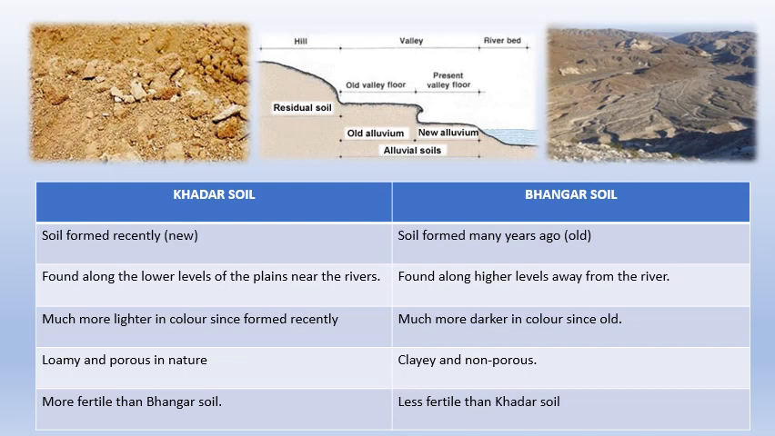When you look at the picture of Khadar soil, you understand that it is more porous, which means it can hold a lot of water. If you pour water in Khadar soil, it can absorb a lot of water. It is porous in nature and it is loamy. Loamy means equal mixture of sand, silt, clay.